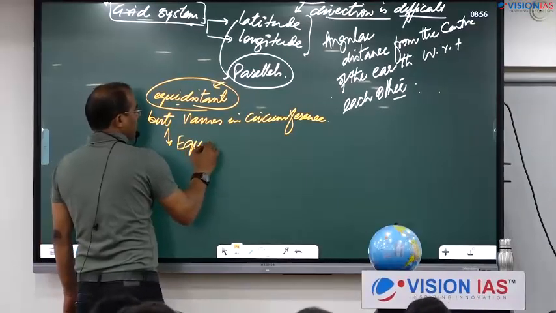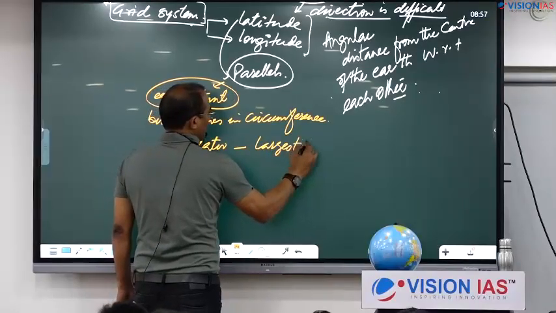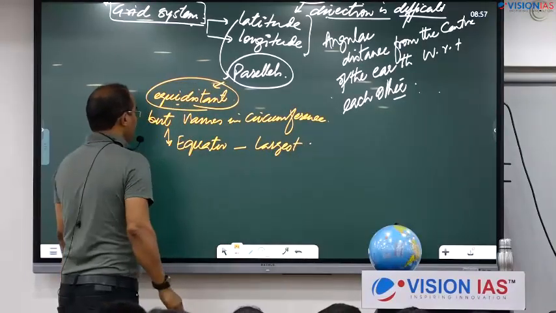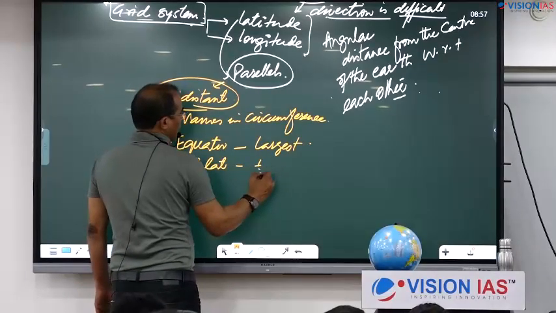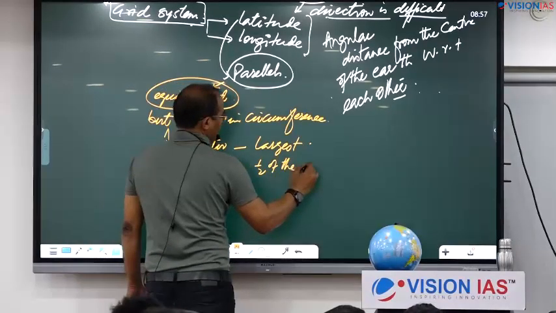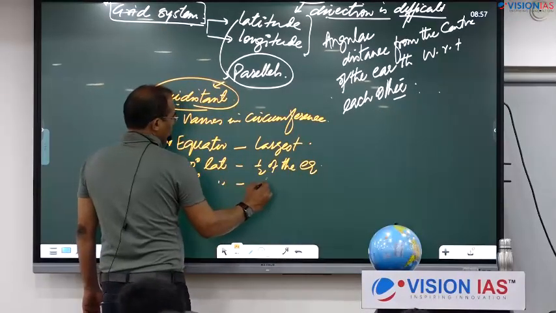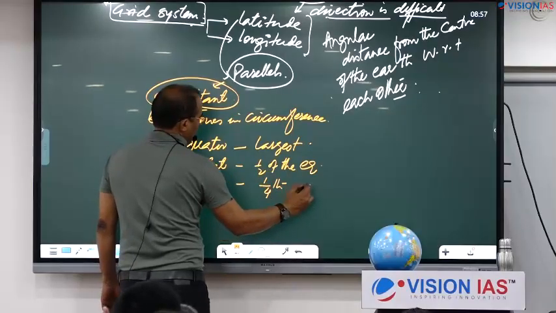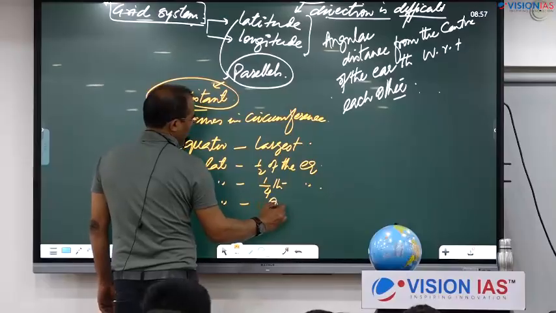The equator is the largest circle. The 60° latitude is half of the equator. The 75° latitude is 1/4 of the equator, and 90° latitude is just a point.